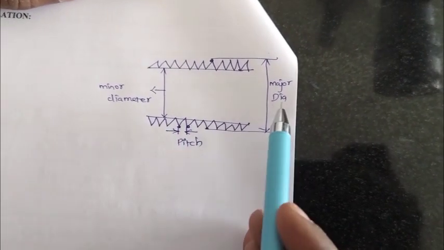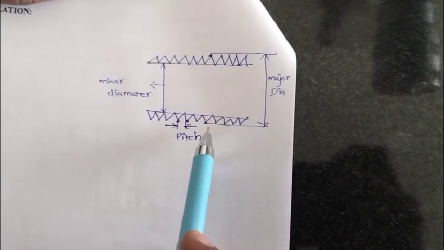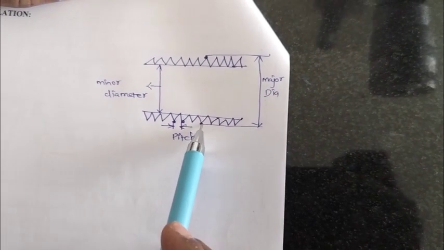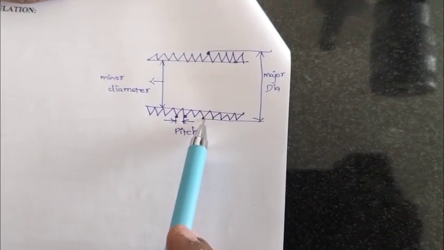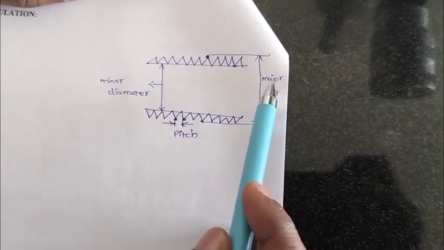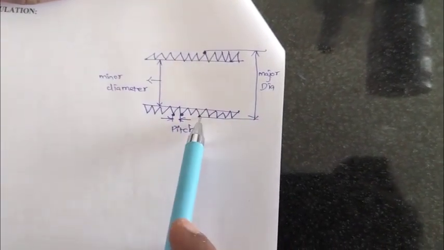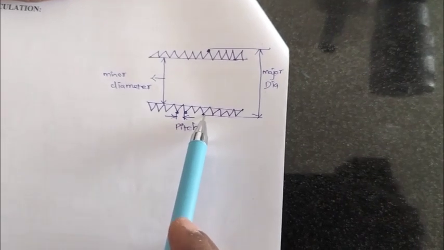The major diameter is the maximum diameter of the thread, including the pitch value; that is called the maximum diameter. In between, the top portion of the diagram is called the major diameter.